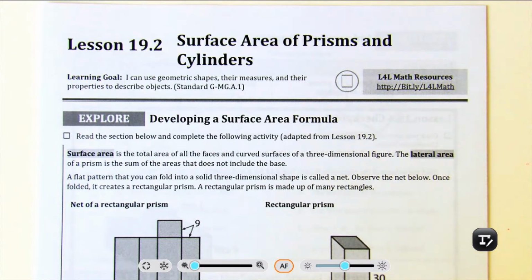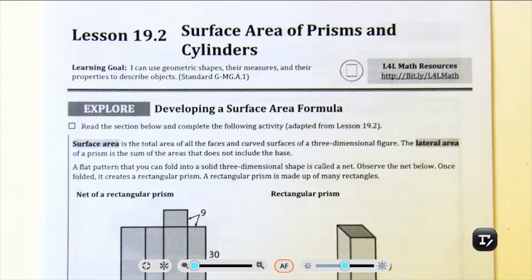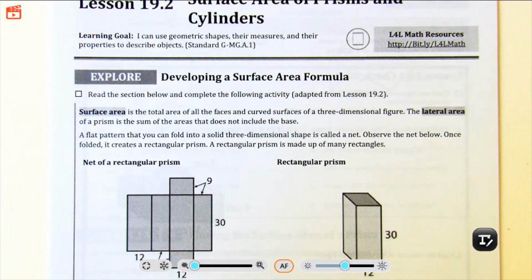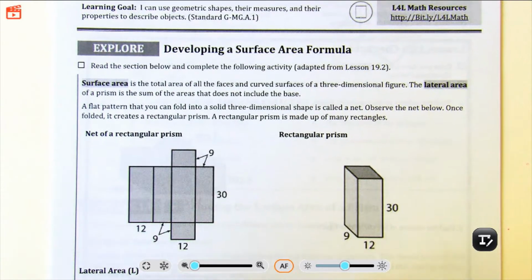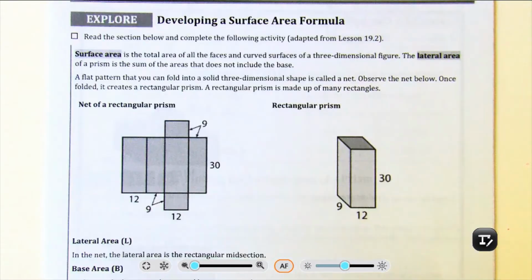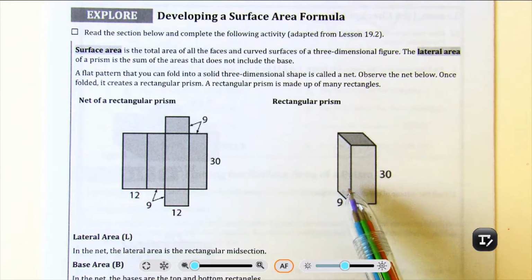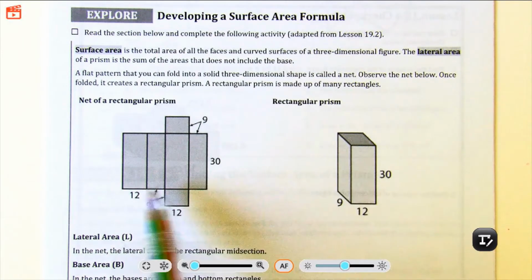So with the first example, we're trying to figure out, again, surface area and trying to explain surface area. In an object, we have something called a lateral area, which is the sum of the areas of the object, not including the base. So imagine that you have this object. This is a rectangular prism, but imagine that we unfold it to look like this.